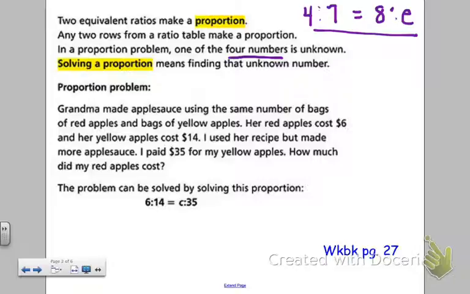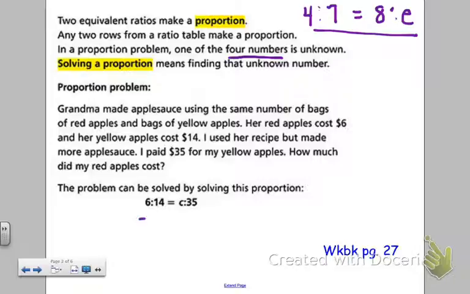Take a look at this proportion problem. Grandma made applesauce using the same number of bags of red apples and bags of yellow apples. Her red apples cost $6 and her yellow apples cost $14. I used her recipe but made more applesauce. So it's the same recipe, the same ratio of red to yellow, but obviously we made more of it. I paid $35 for my yellow apples. How much did my red apples cost?